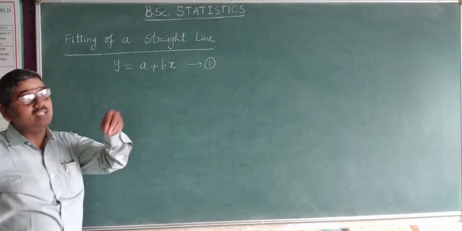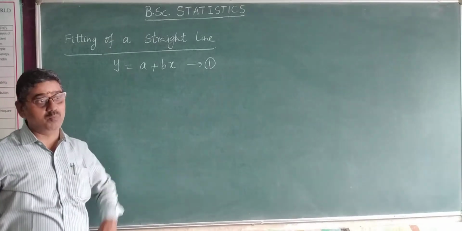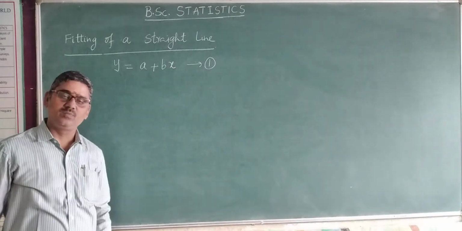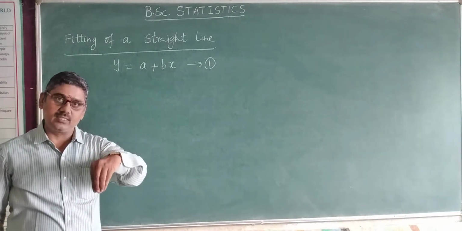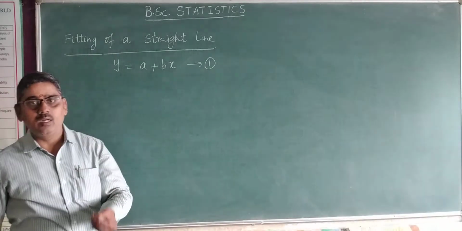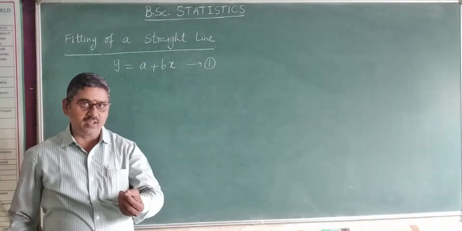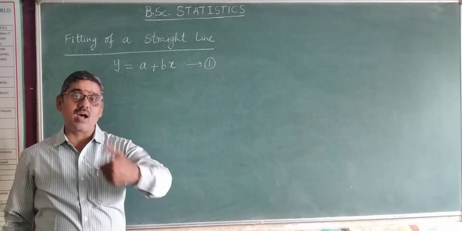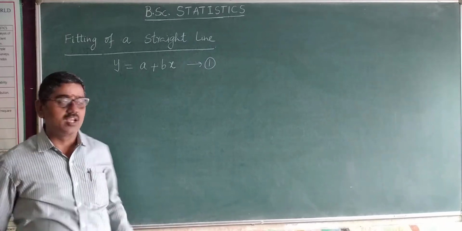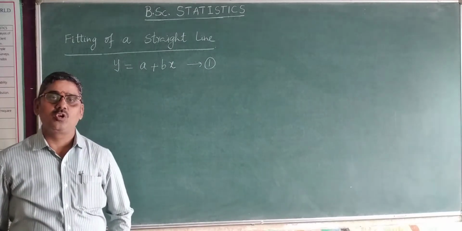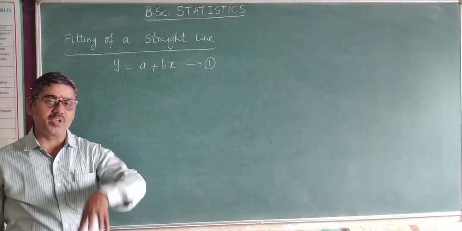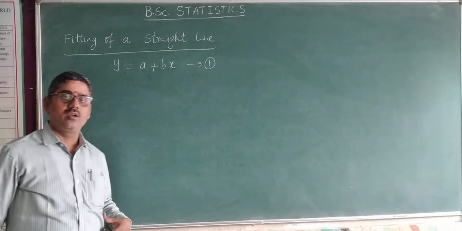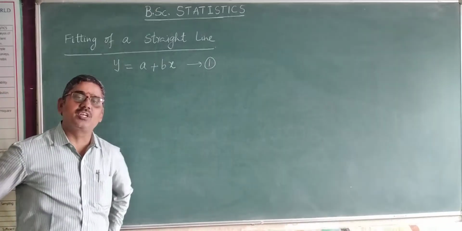How to get the best fit of this straight line? Now the problem is how to get the best fit of this straight line. What is the meaning of fit? By using curve fitting, what is the meaning of curve fitting? Obtaining the functional mathematical relationship between the two variables. Here the two variables are x and y. To obtain the functional mathematical relationship in this linear form, y is equal to a plus bx, a straight line particularly. So for which, what do we have to consider?